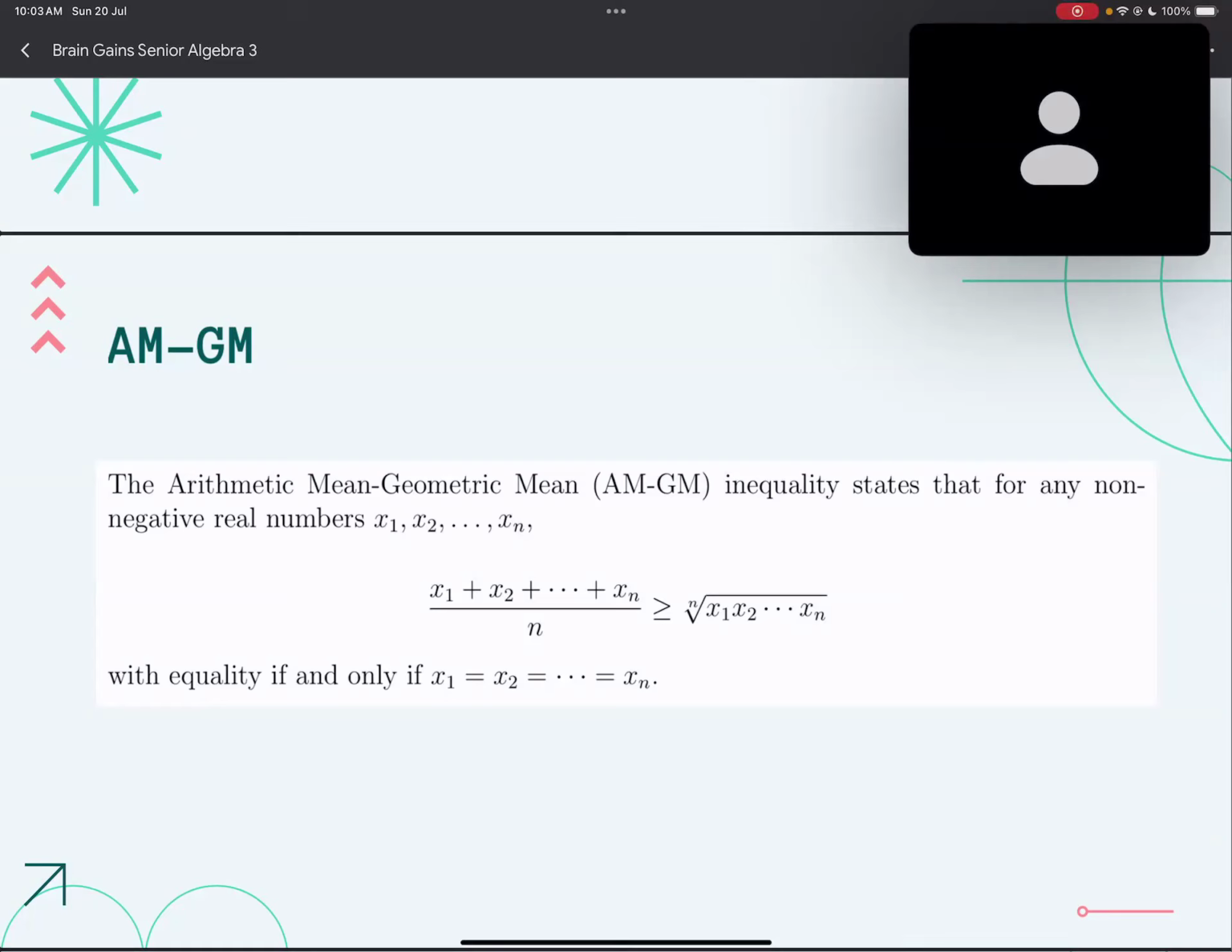And then on the right-hand side, which is smaller than or equal to the left-hand side, that is the geometric mean. So that is when you take the product of all of those non-negative real numbers and then you take it to the nth root, where n is the number of numbers that you're taking the product of. And then as we can see, equality holds if and only if all these terms are equal.